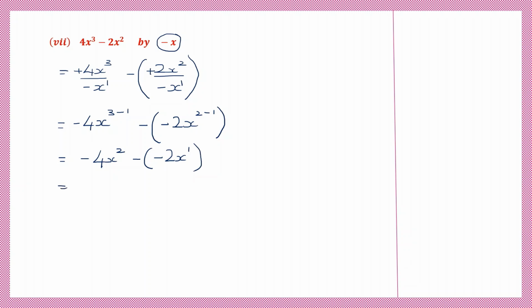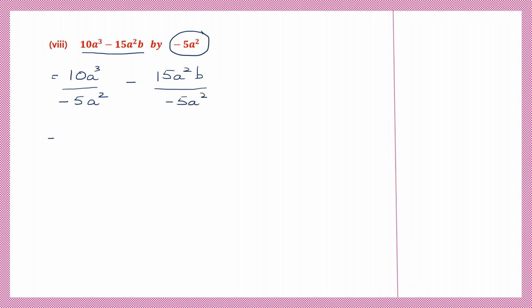Now we can open brackets. So this is minus 4x square. Minus into minus is plus 2x. Or when you see minus before a bracket, change the sign of the next integer. So that is minus, it's become plus. And 2x or 2x to the power of 1 is the same. So we've got our answer here. Our answer is minus 4x square plus 2x.